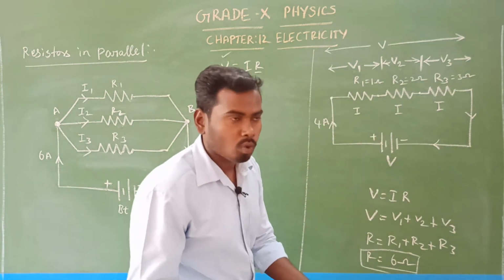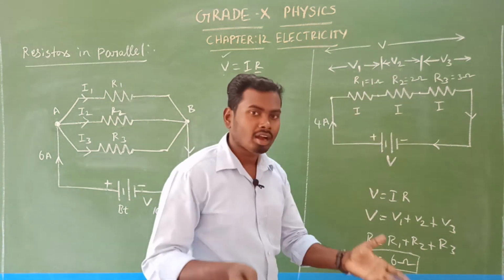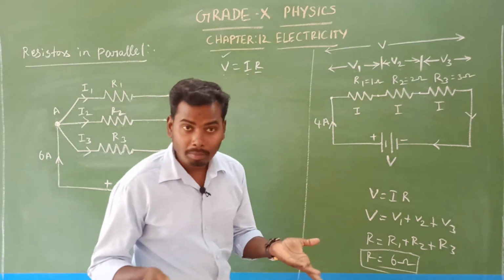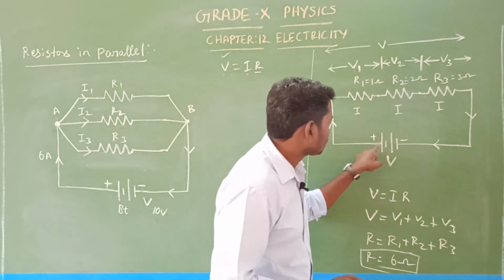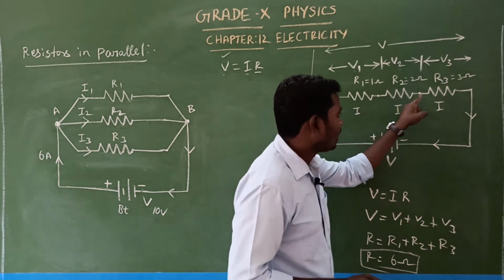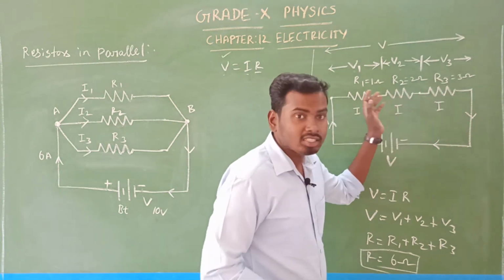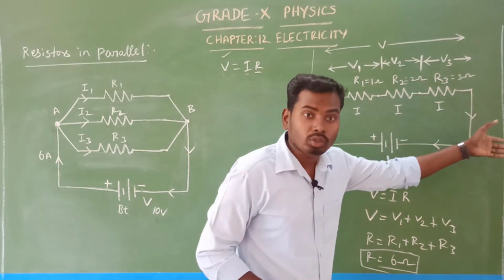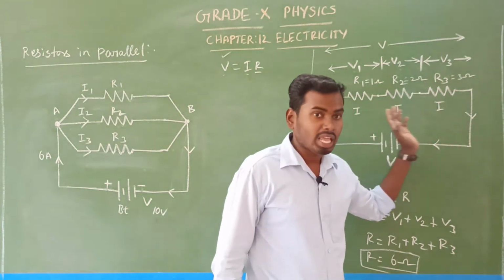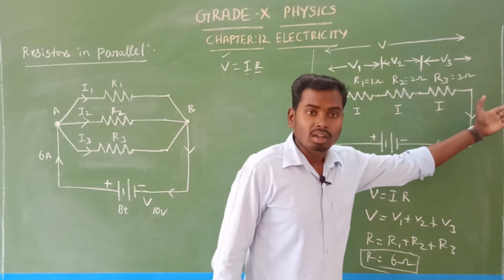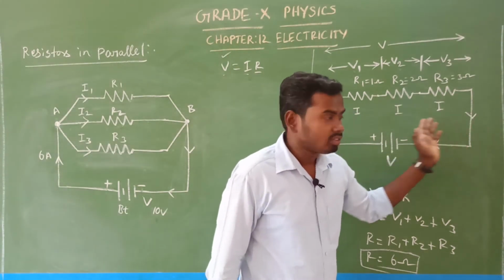That is the reason why in series combination current remains the same. Current always flows from the positive terminal to the negative terminal. So whatever the resistance, the same amount of current is flowing through each resistor. Is it clear, students? There is only one path.